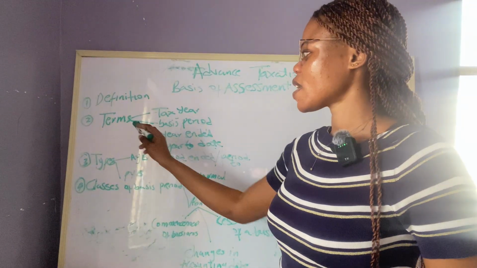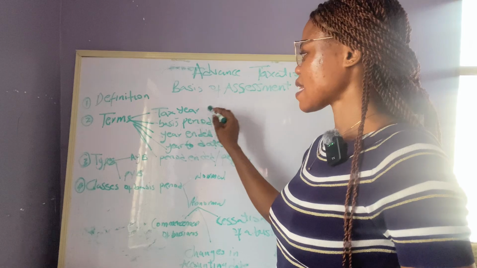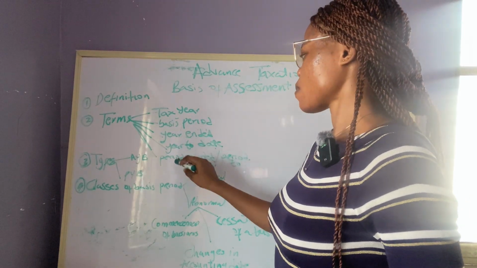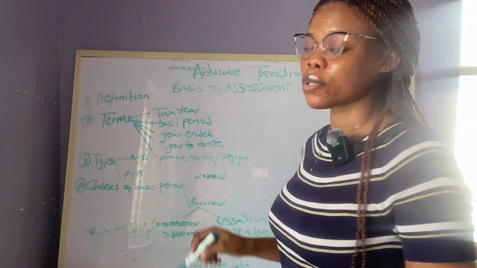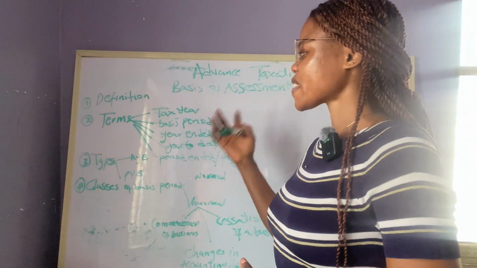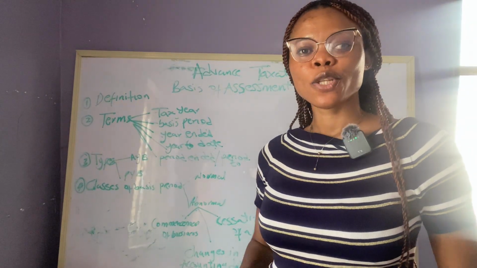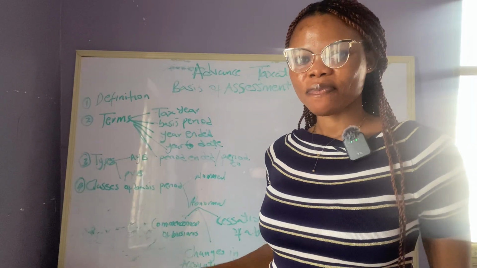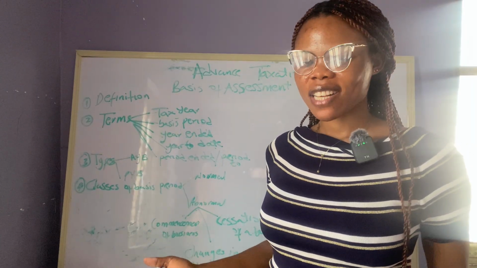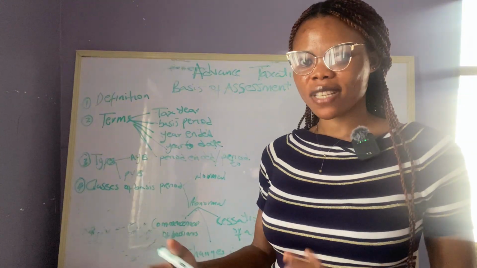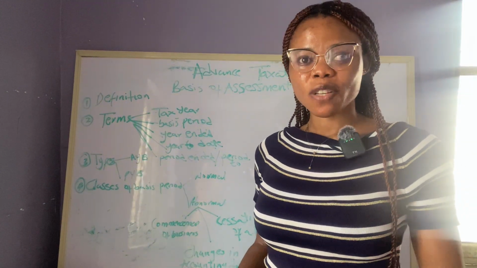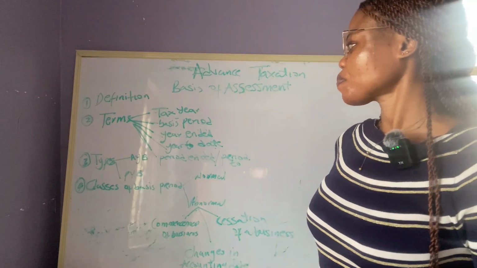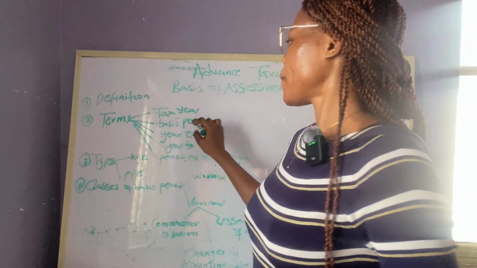So we also have terms in basis period. We have tax year, basis period, year ended, year to date, as well as period ended or period to date. The tax year is the normal government fiscal year, e.g. 2025, 2026, 2027, which runs from January 1st to December 31st, a normal year, right? So we also have basis period.